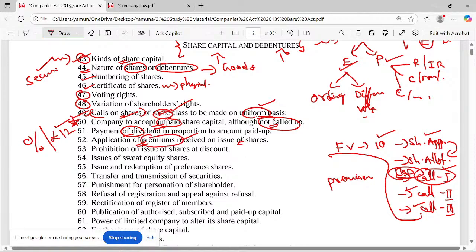For what reason can you utilize this premium amount? Then, prohibition of issue of shares at a discount, which is Section 53, is quite important.